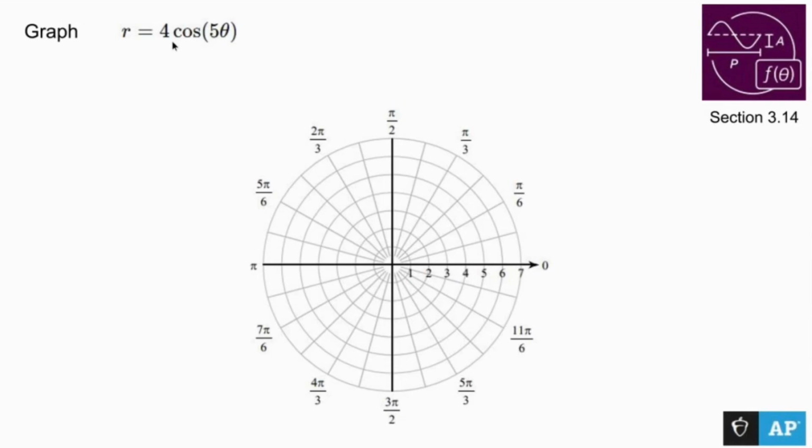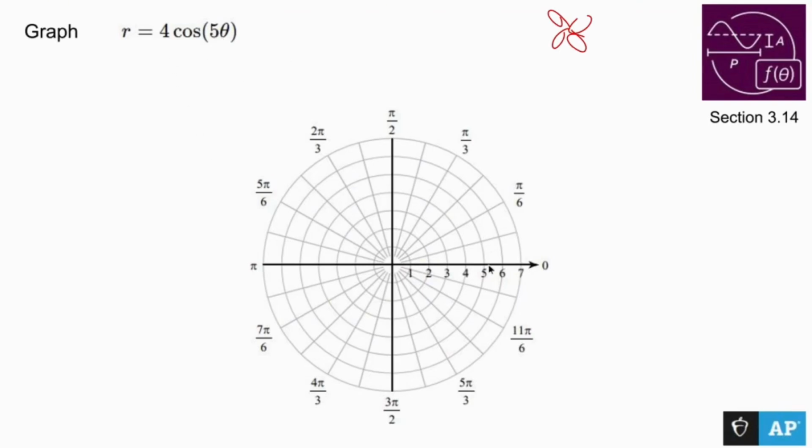Graph r equals 4 cos 5 theta. Now, if you watch all of my videos in order, you'll know that the last one we did was 3 sine 2 theta. And that gave us a nice little rose that looked a little something like this, with 4 petals. This one has an odd number in front of theta, which means we're going to have that exact amount of petals.